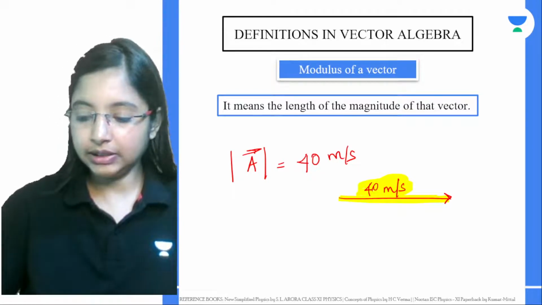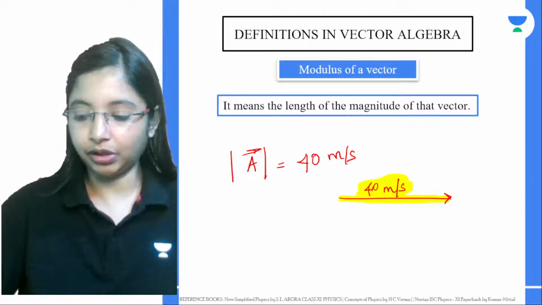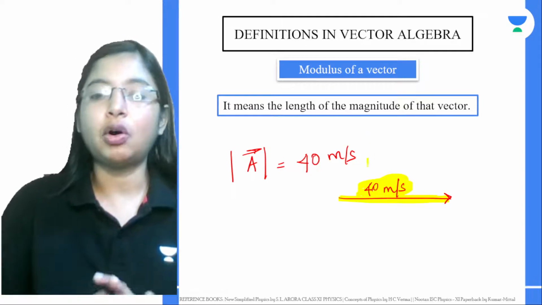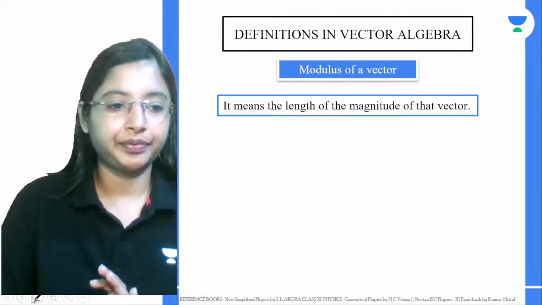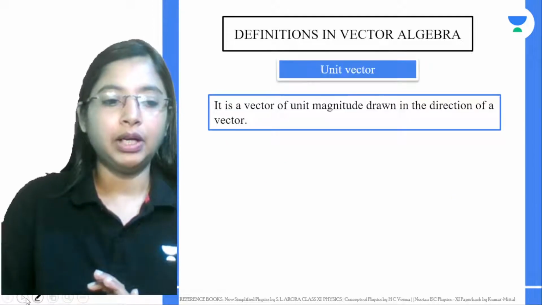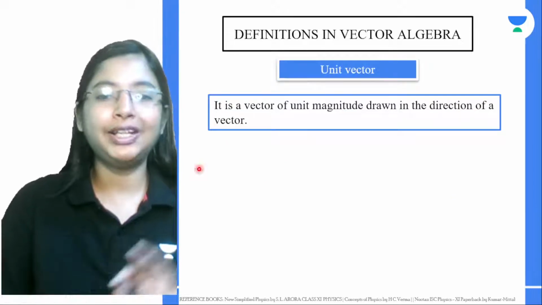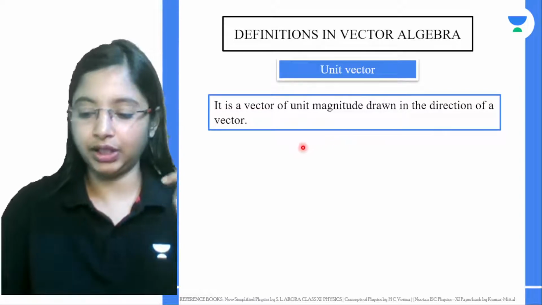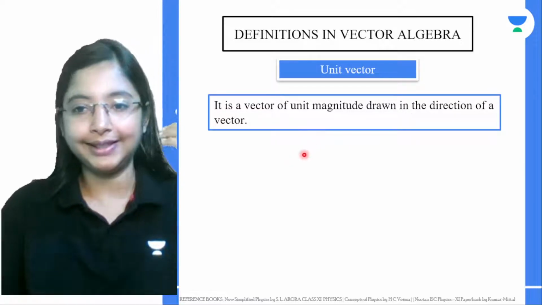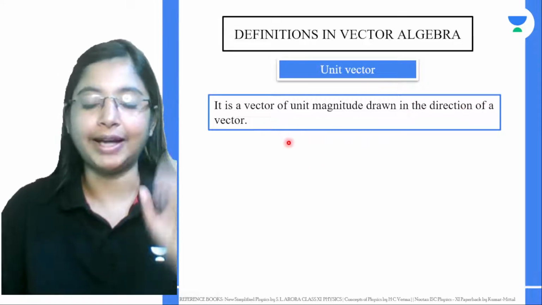So when you're talking about the modulus of a vector, it is always a scalar quantity. Now, a unit vector has a magnitude of 1, and the unit vector is in the direction of the vector itself.